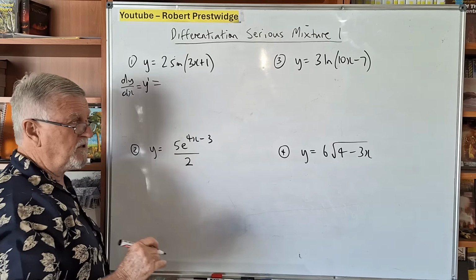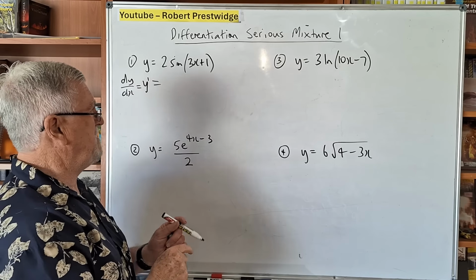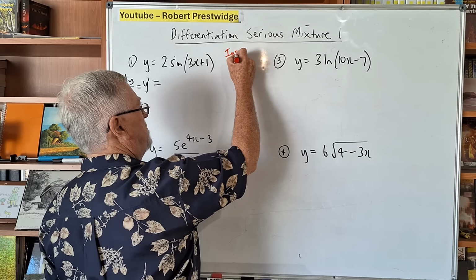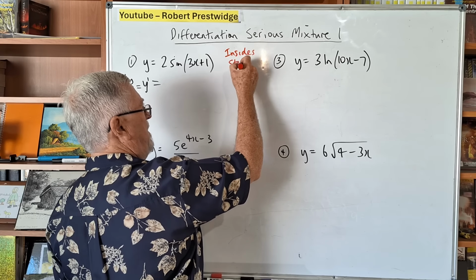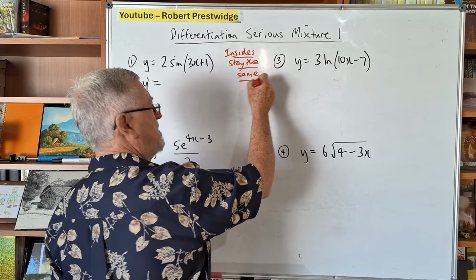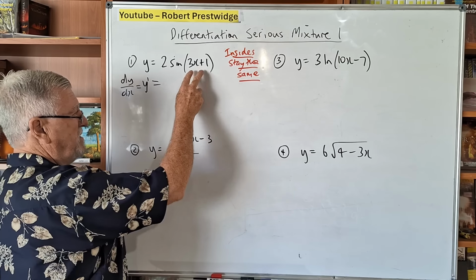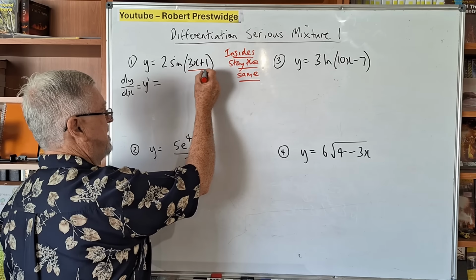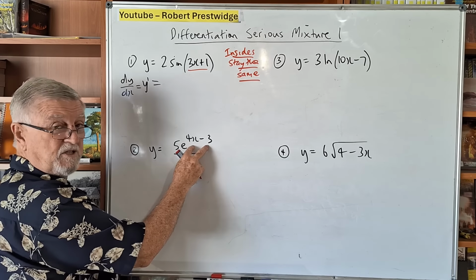Now, I have all these little tricks I talk about. I talk about the insides staying the same. The insides stay the same, and it applies all over the place. Well, what I mean by the insides: there's the inside there. I could put a red line under. There's the inside. On this one, there's the inside there.